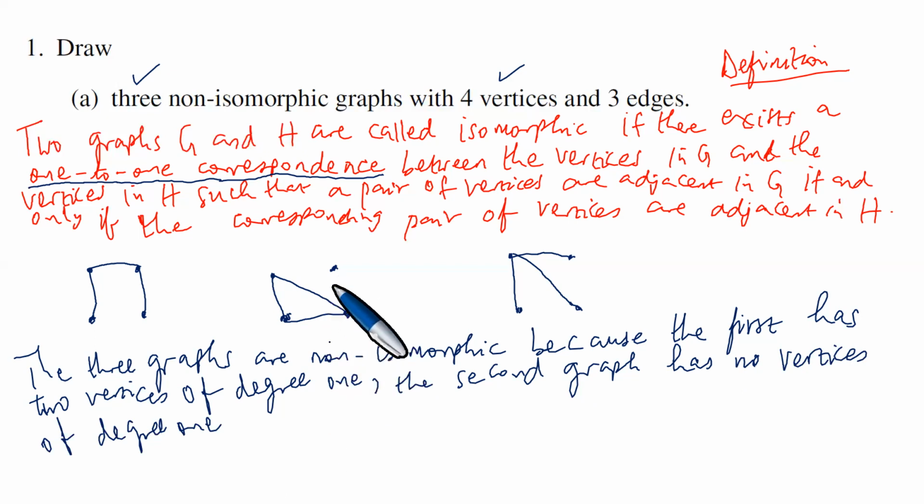In other words, this second graph, this vertex here is of degree 2 because there are 2 incident edges. This one is degree 2. So obviously this graph has 2 vertices of degree 1, and the other 2 vertices are of degree 2. But this one does not have even 1 vertex of degree 1. So the second graph has no vertices of degree 1.